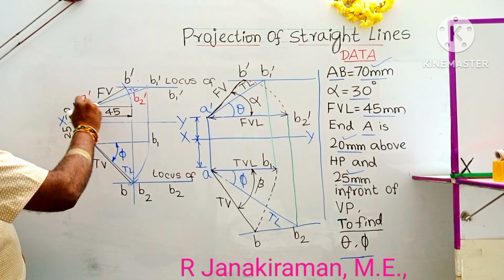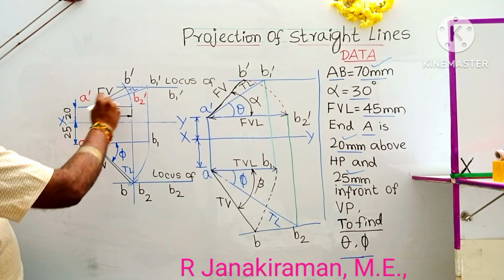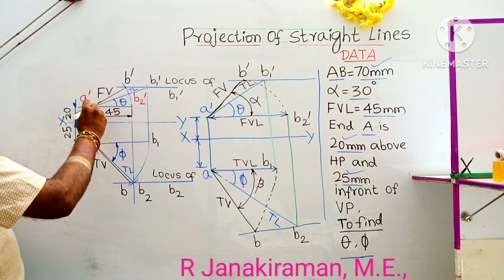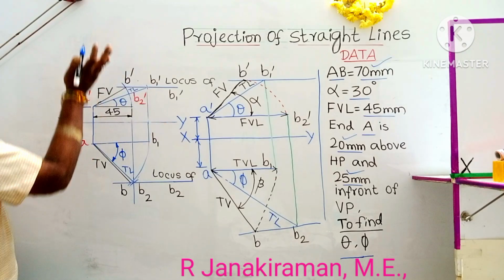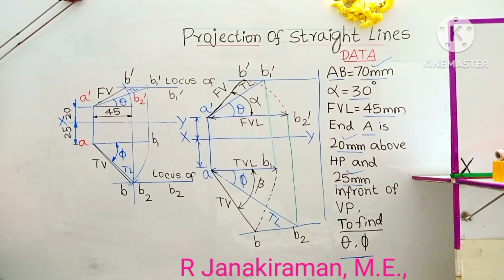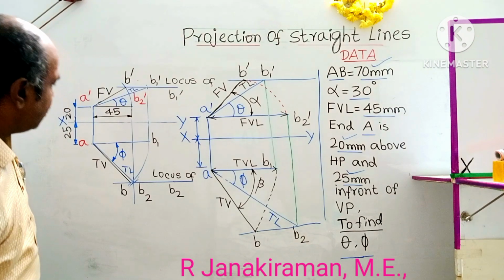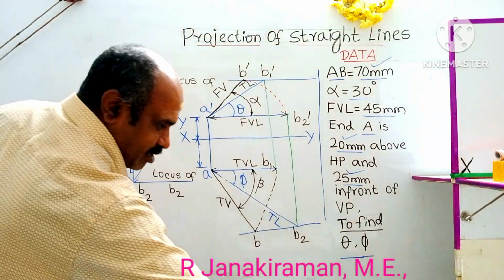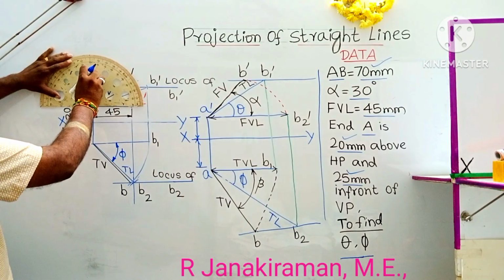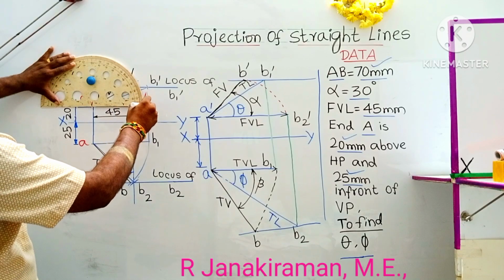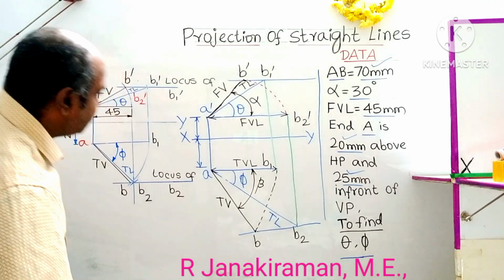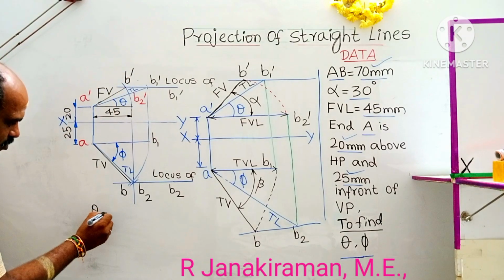Similarly, the true inclination with HP is the true length's angle with the horizontal. This angle is theta. Theta is the true inclination with HP and comes above the XY line, and phi is the true inclination with VP that comes below the XY line. You have to measure this angle. Take your protractor, keep A' as the center and the horizontal line as 0 degree. Measure the angle, read upward: 0, 10, 20, it comes to 18 degrees. So theta, the true inclination with HP, is 18 degrees.